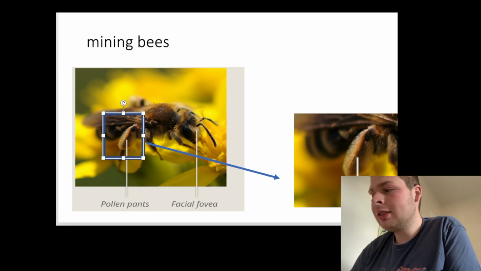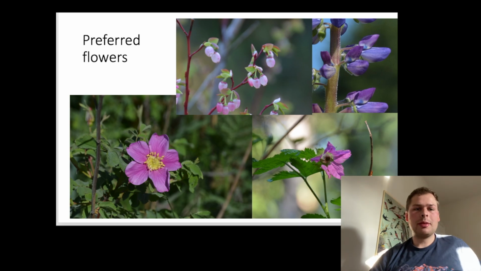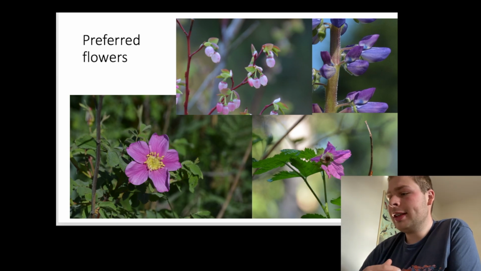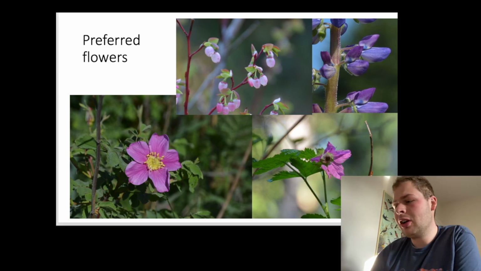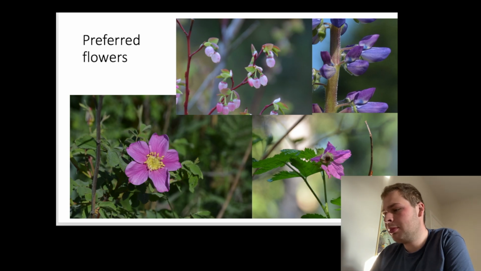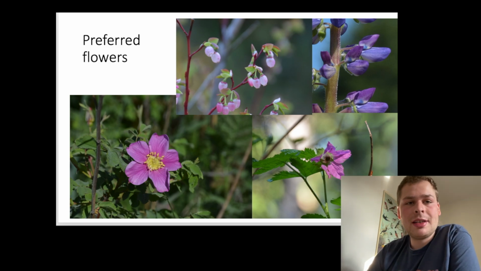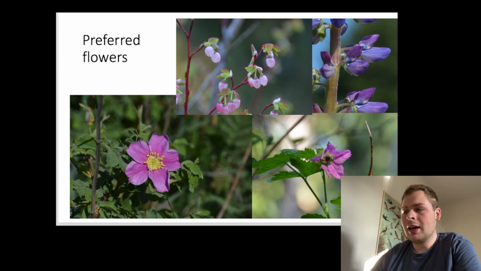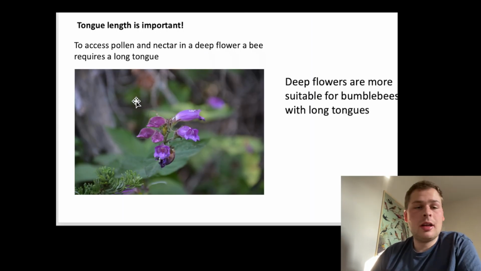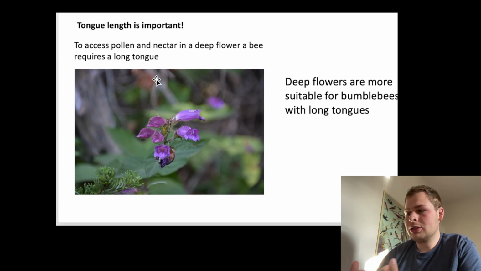I talked a bit about how honeybees and bumblebees have longer tongues. This brings me to how bees have preferred flowers, because each of these bees has adapted to feed on certain flowers. Different parts of their bodies, like their tongues, have adapted so they can feed on these flowers. So tongue length is important. Some flowers are more suitable for some bees than others.